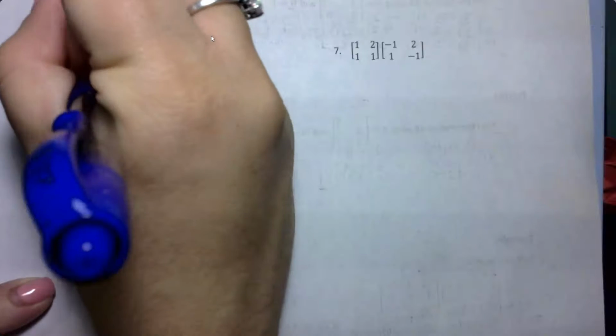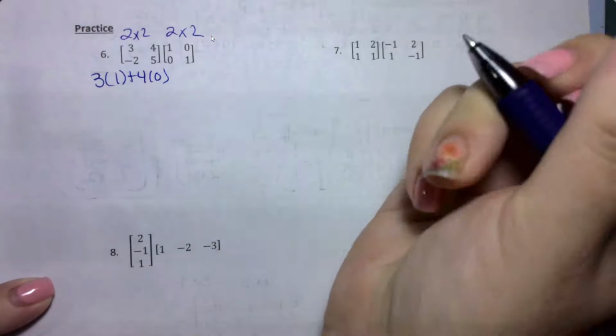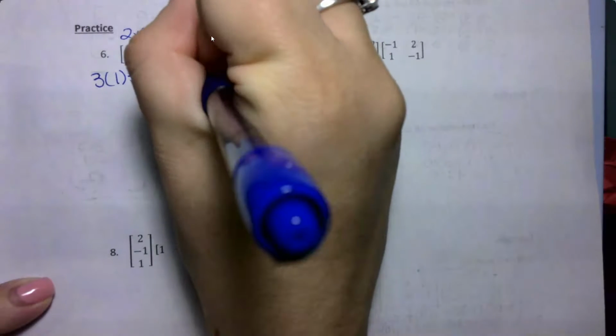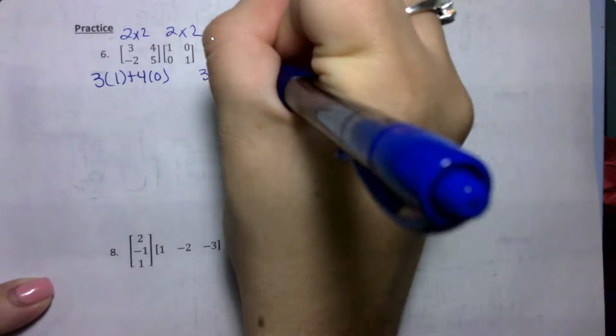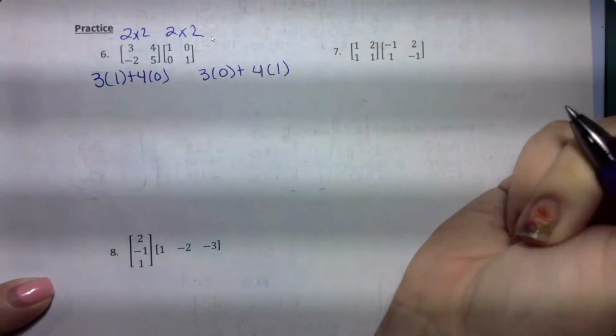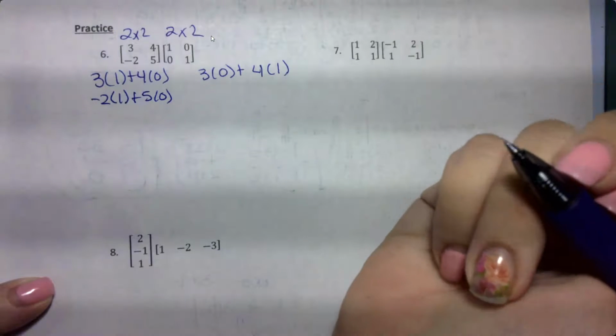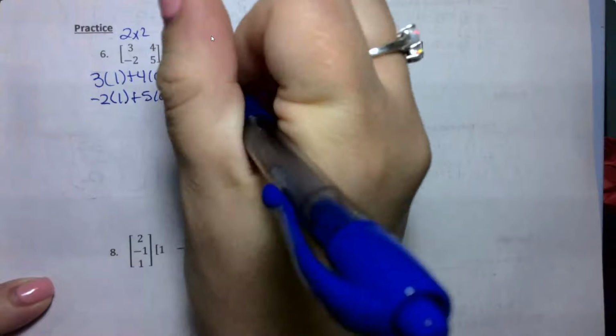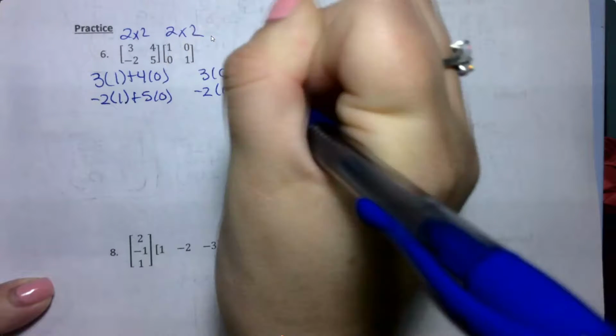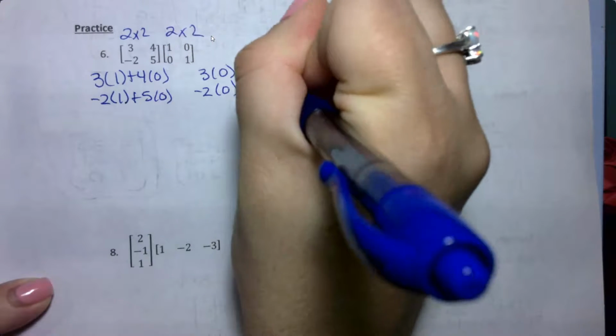I'm going to take my first row times my first column. I'm going to have 3 times 1 plus 4 times 0. First row times my second column is going to give me 3 times 0 plus 4 times 1. Second row times first column gives me negative 2 times 1 plus 5 times 0. Then I have second row, second column. This is going to give me negative 2 times 0 plus 5 times 1.